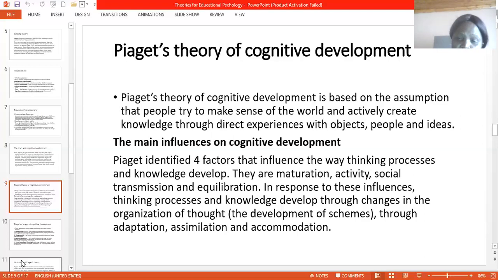In response to these influences, thinking processes and knowledge develop through changes in the organization of thought. That is the development of schemes through adaptation, assimilation, and accommodation. Those are the influences of cognitive development. That is Piaget's theory of cognitive development. It has 4 factors: maturation, activity, social transmission, and equilibration.